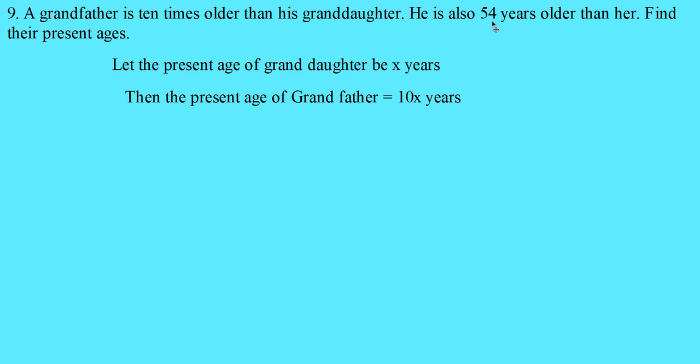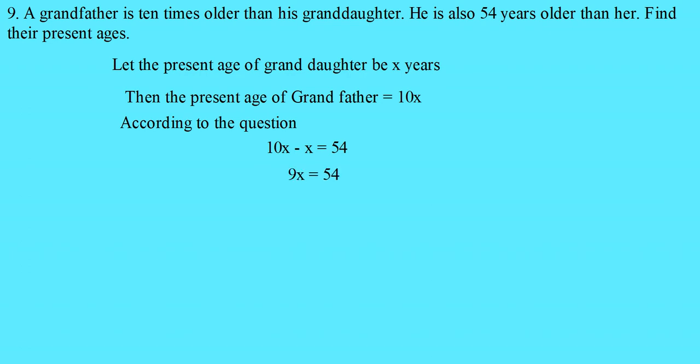Now look at the question. What is the condition given? He is also 54 years older than her. That means grandfather is 54 years more than granddaughter. Or you can say the difference of their ages will be 54. So we can write according to the question 10x minus x is equal to 54. That means difference of their age is equal to 54.